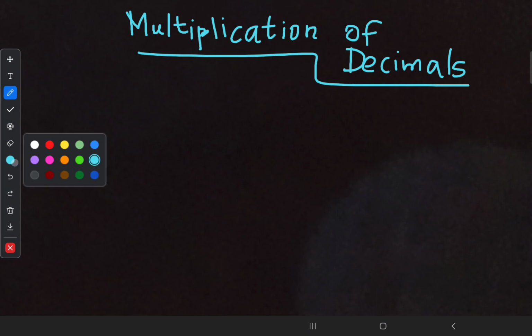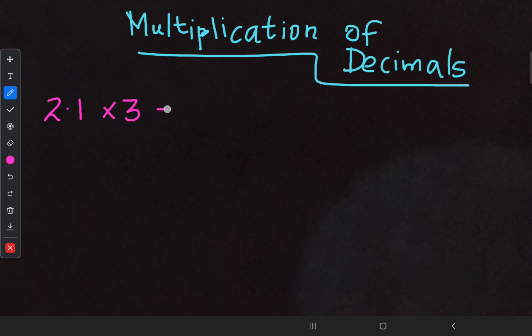Our topic. Here I give you 2.1 multiplied by 3. Don't worry about the decimal; you have to multiply the numerical values only. First of all, 21 multiplied by 3 will give you the number 63. Write the 63 here.